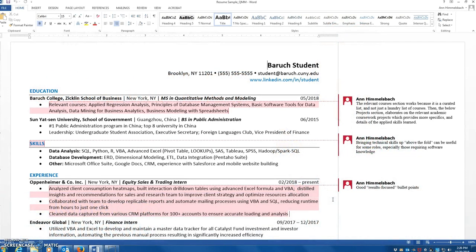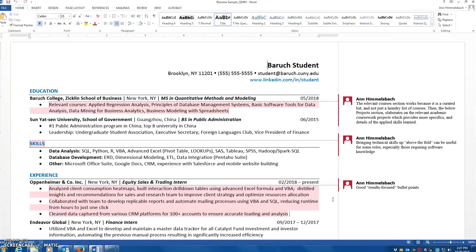This is just a quick walkthrough of a good example of a resume, specifically a quantitative methods and modeling resume. But a lot of what we go through here today is actually applicable across multiple majors and multiple types of resumes. So let's just dive in. We're just going to simply start at the top and work our way down.